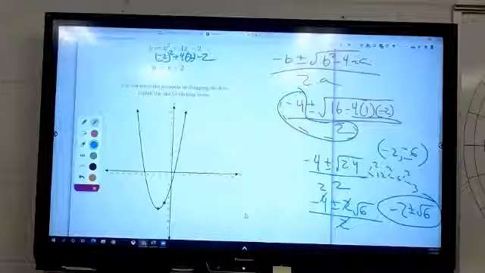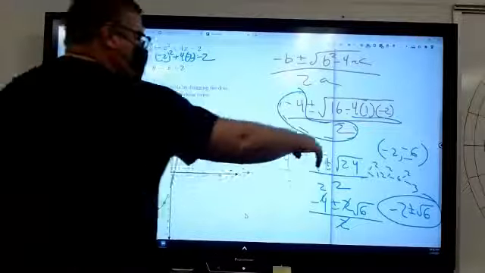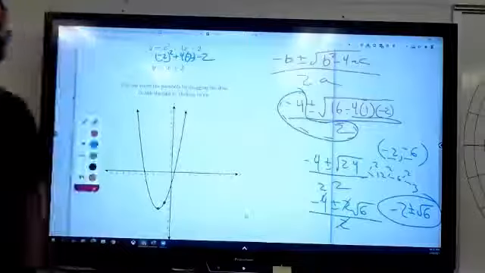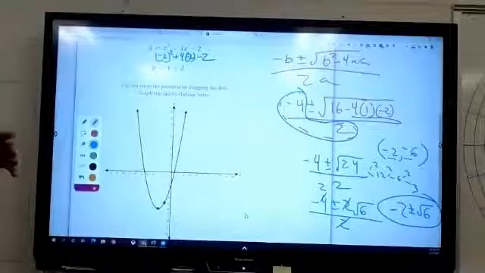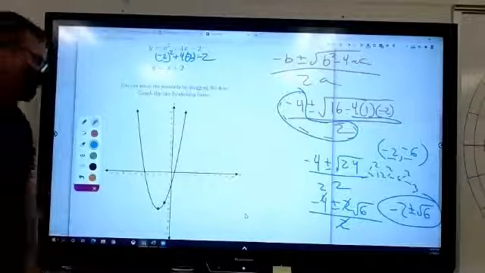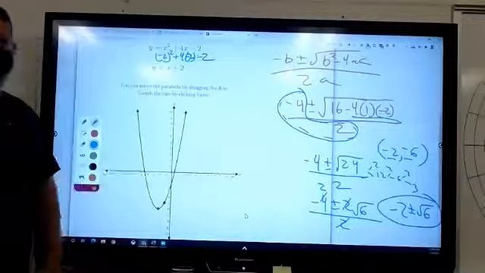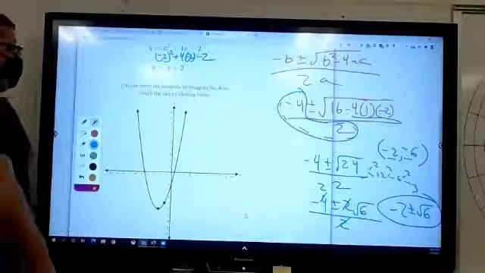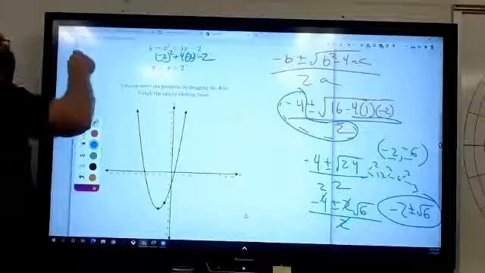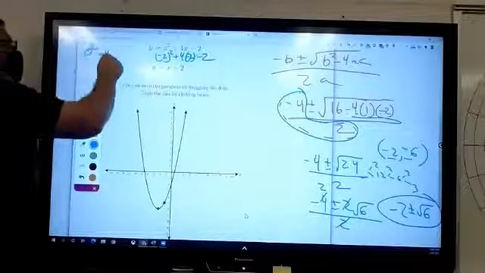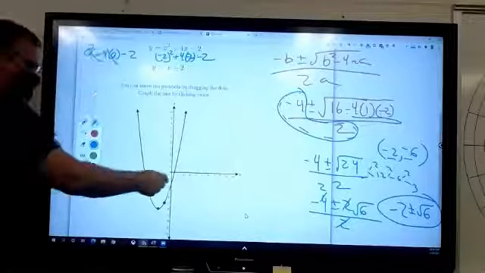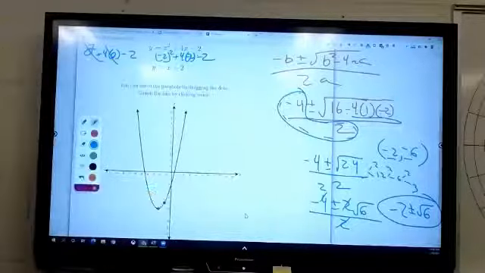Here's the deal. If the vertex is at -2, wouldn't it make sense to put one point on one side and one point on the other? What would be a super easy number to plug in that would give us another value? -1. That would be pretty easy, but what would be even easier than -1? 0. Could I plug in zero super fast and know that this point goes right up there?